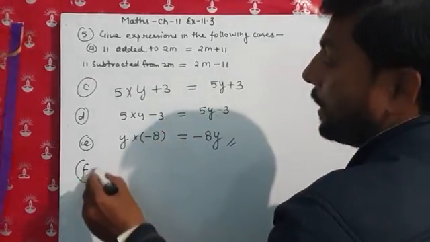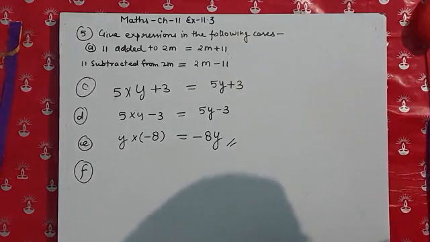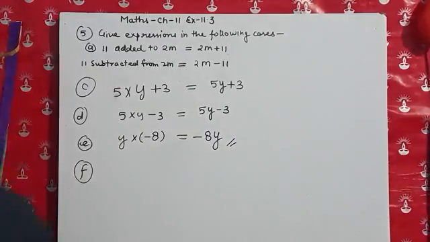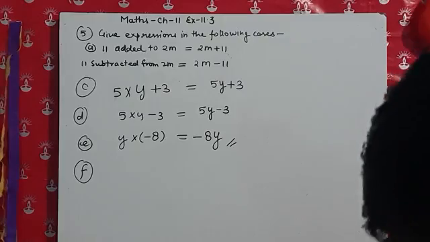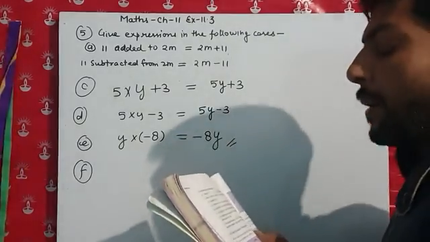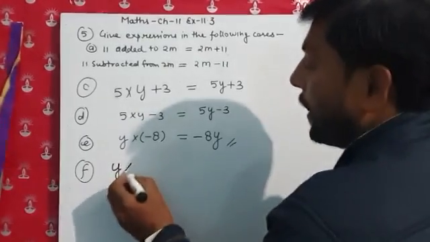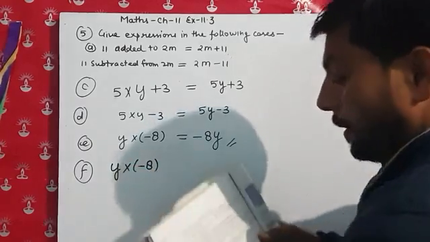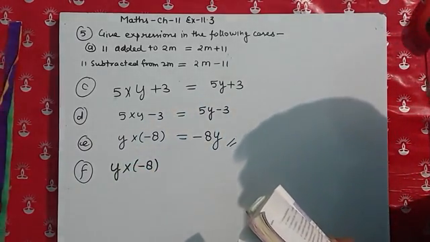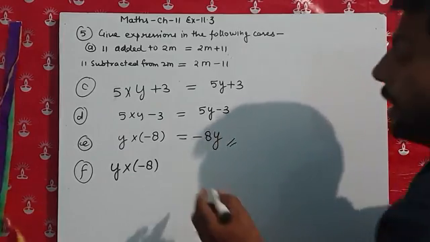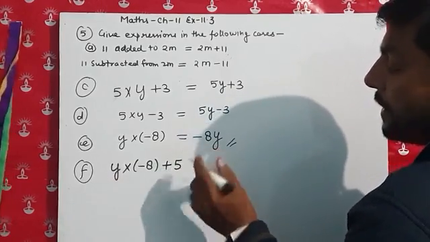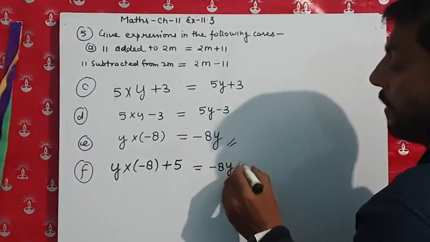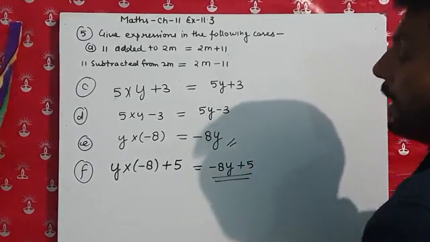Now going to the F part. In the F part, what is the question saying? In the F part, the question is saying y is multiplied by minus 8 and then 5 is added to the result. So it becomes minus 8y and then 5 is added. So this will be the final expression.